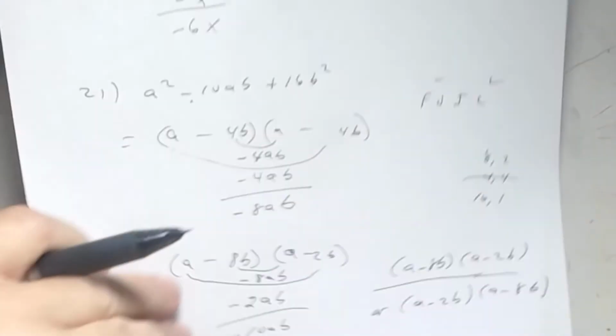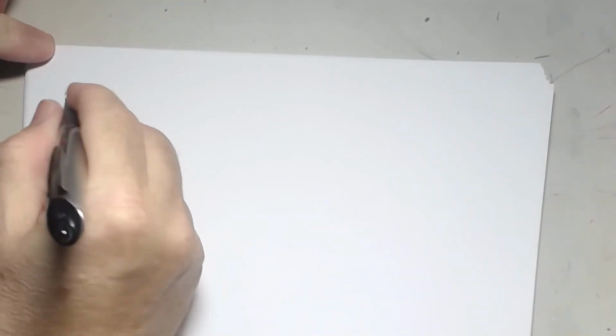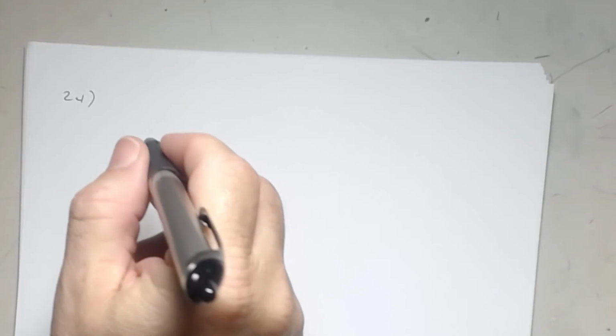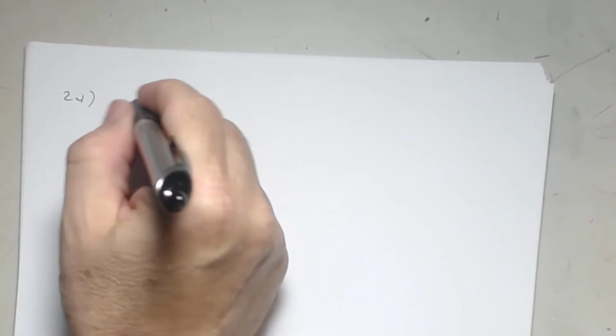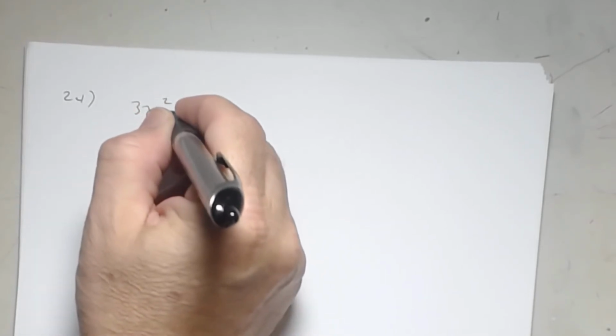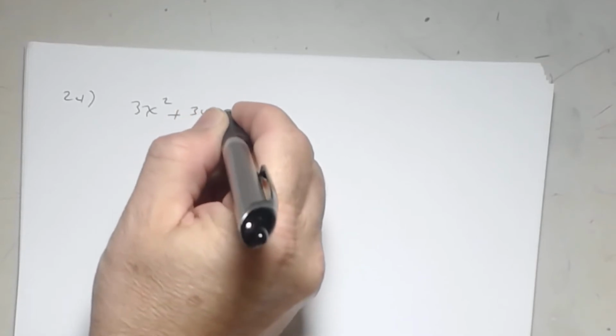All right, now let's look at number 24. Okay, now that's going to be the next worksheet, and I don't think I gave that to you yet. So this is 24. You have 3x squared plus 30x plus 63.